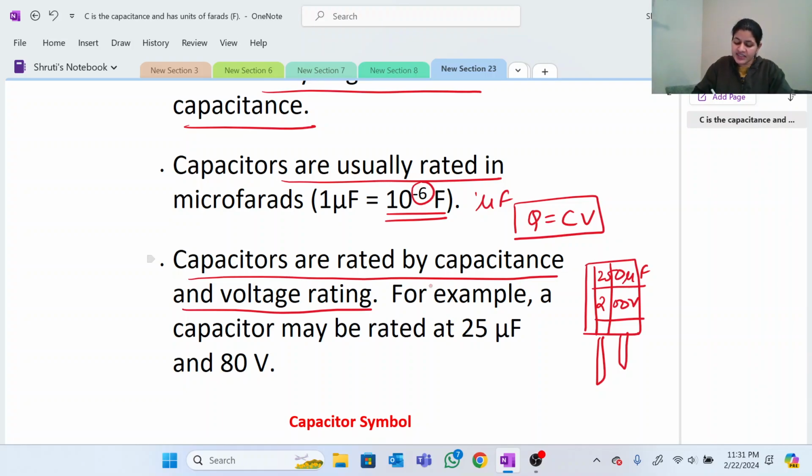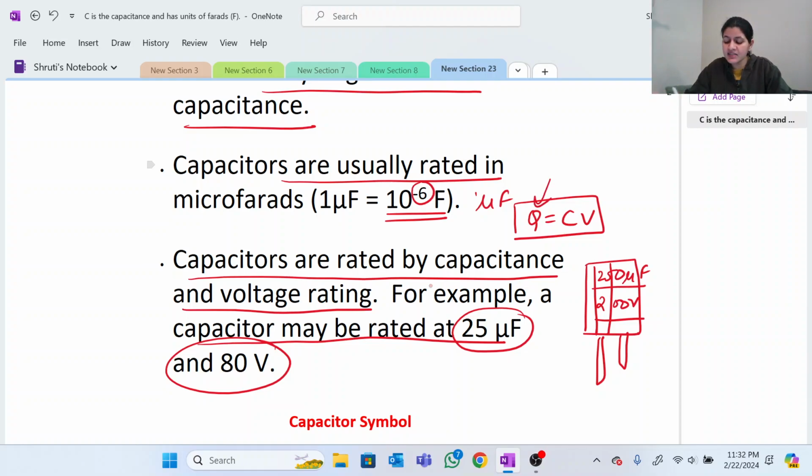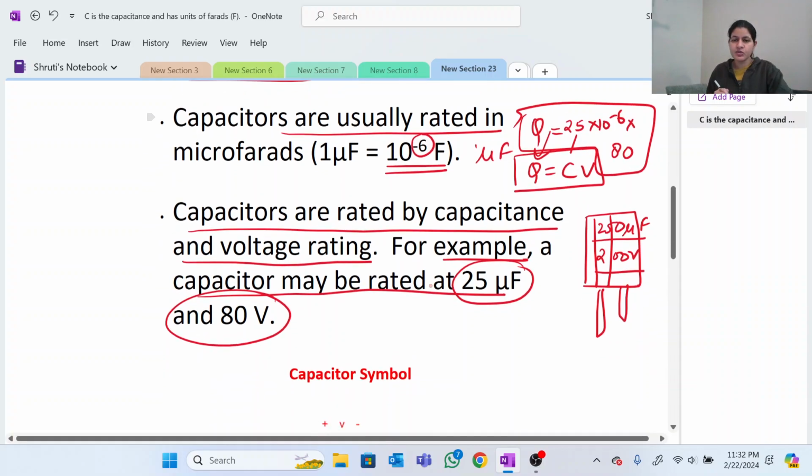So these are the 2 ratings mentioned over a capacitor. For example, a capacitor may be rated at 25 microfarad and 80 volt. This is also a general rating of a capacitor. If somebody asks what the charge stored in this capacitor is, then in this example it will be 25 times 10 raised to the power minus 6, multiplied by 80, right? So that is the value here.